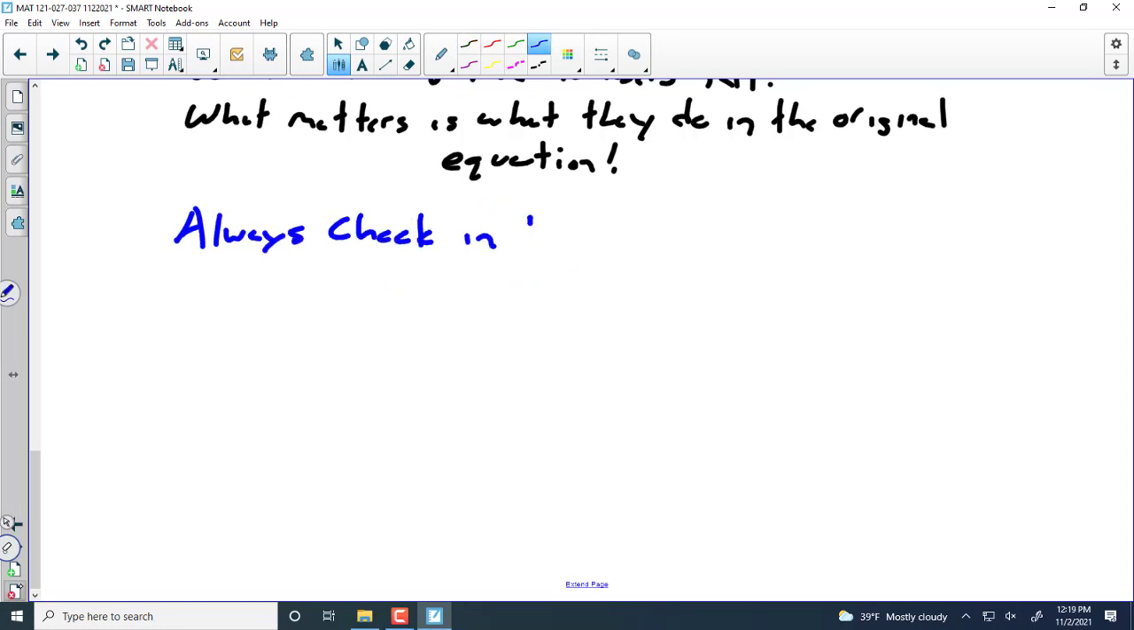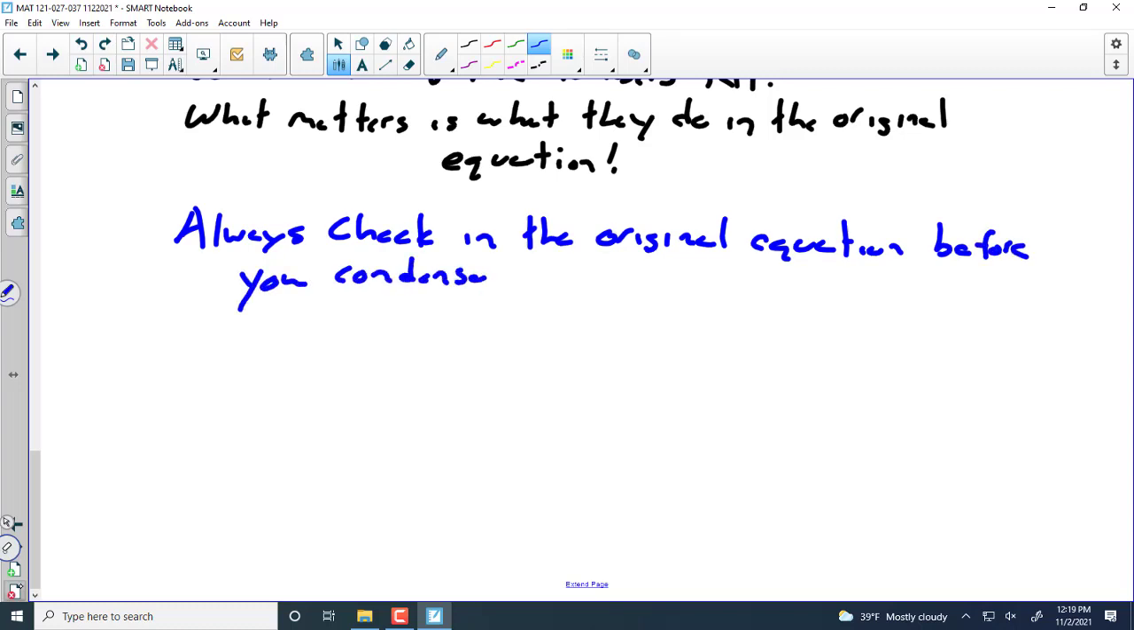So, always check in the original equation before you condensed or did anything else. You must go back to the beginning.